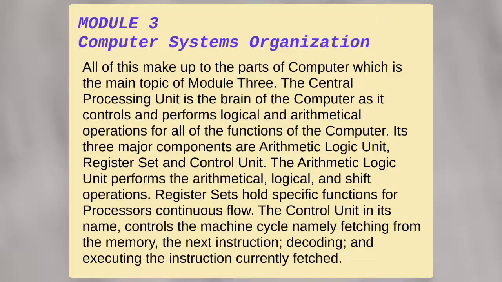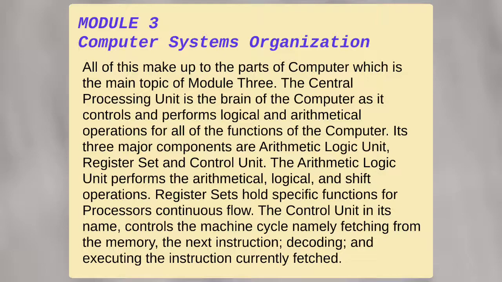And Module 3 is Computer Systems Organization. All of this makes up the parts of the computer, which is the main topic of Module 3. The central processing unit is the brain of the computer, as it controls and performs logical and arithmetical operations for all of the functions of the computer. Its three major components are the arithmetic logic unit, register set, and control unit.